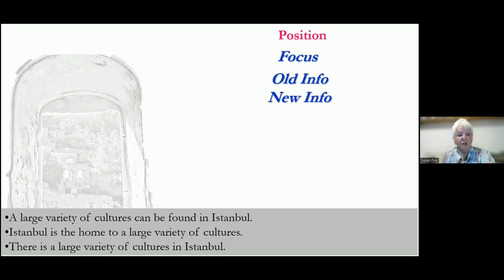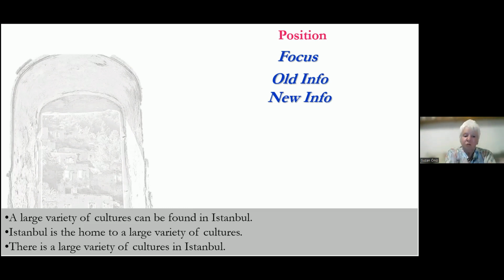In the second one, Istanbul is the home to a large variety of cultures. This is an Istanbul paragraph. It's a paragraph about Istanbul. The third one is my favorite sentence because we are using the structure there is, there are, which is very helpful if you want to introduce something and you don't want to write some other sentences to introduce your concept.